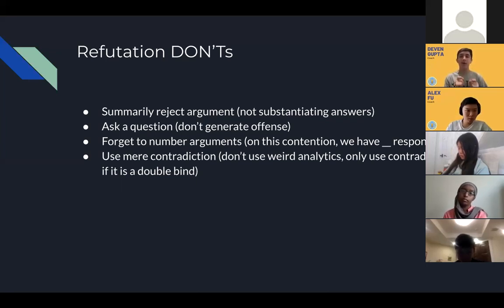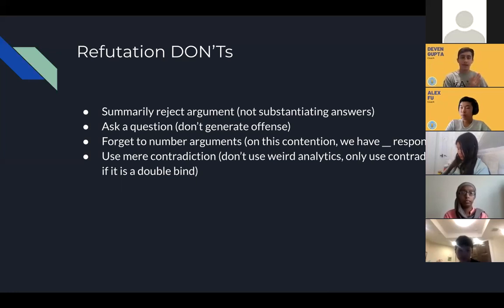You want to say where you are in the round, and you want to say how many responses you have. First, you want to say, on contention 1, we have 3 responses. First, da-da-da. Second, da-da-da. And third, da-da-da. For all these reasons, you cannot vote for their contention 1. And if you put on a turn, and actually it turns over for our side.